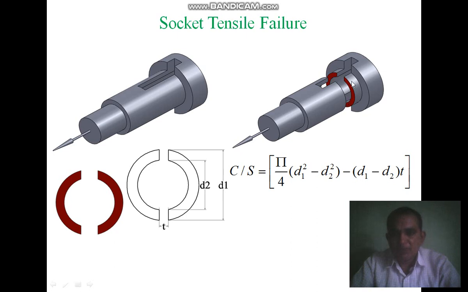So our aim is to find this cross-section area against the tensile failure. D2 is the diameter of this spigot, D1 is the diameter of this socket, and T is the thickness of the Cotter. You can find the cross-section area using the equation pi by 4 in brackets D1 square minus D2 square, minus, again in brackets, D1 minus D2 into T, and the whole bracket completed. In this way you can find the cross-section area for the socket against the tensile failure, and you can find the tensile stress sigma t.